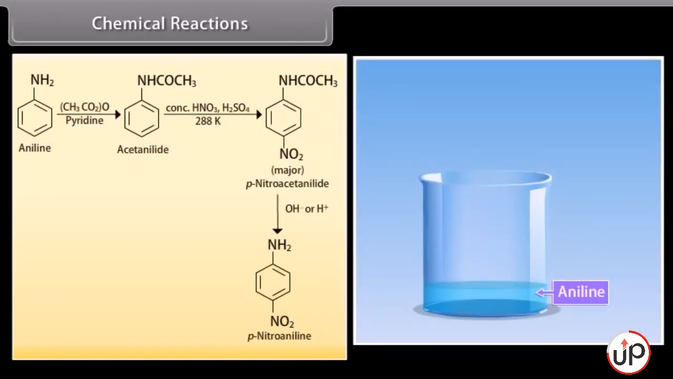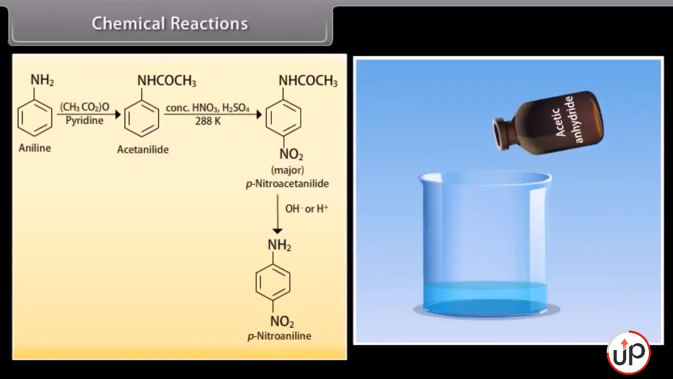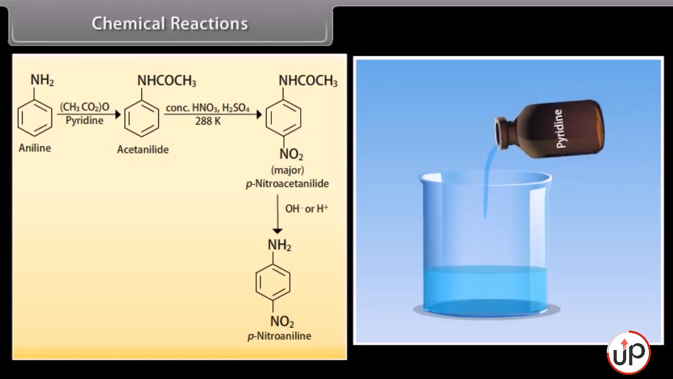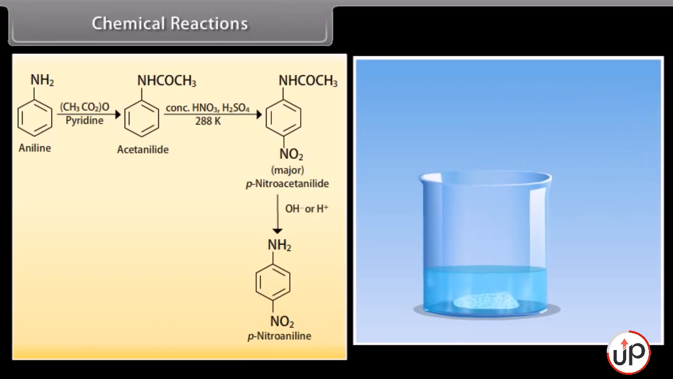Aniline reacts with acetic anhydride and pyridine and forms acetanilide. Now add concentrated nitric acid and sulfuric acid at room temperature and form para-nitroacetanilide, which is followed by hydrolysis to produce para-nitroaniline.